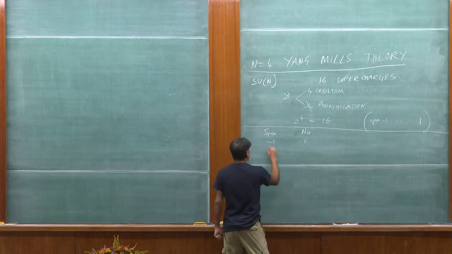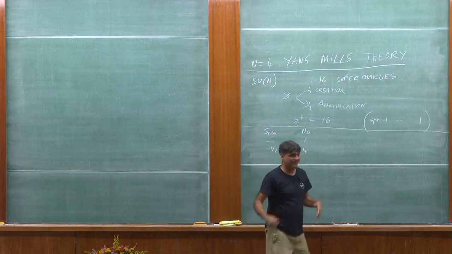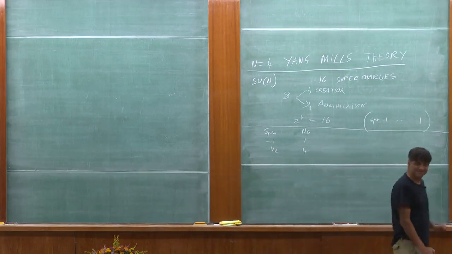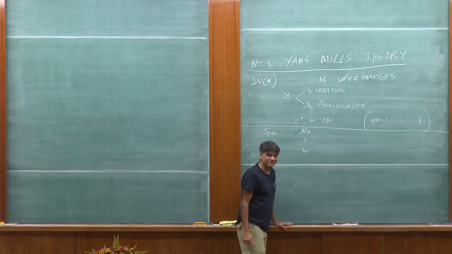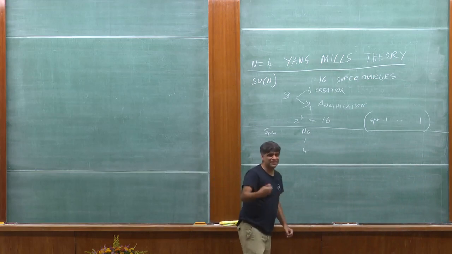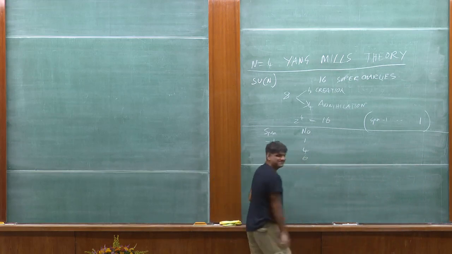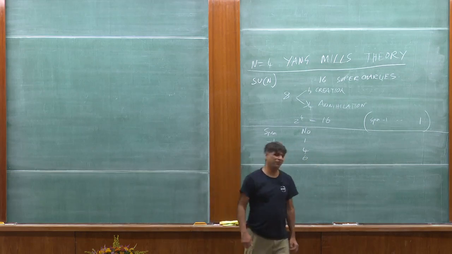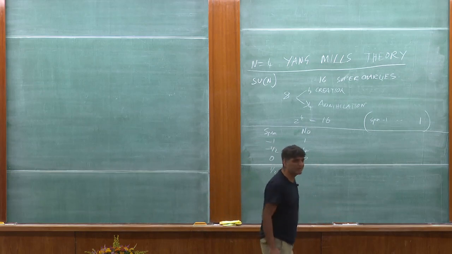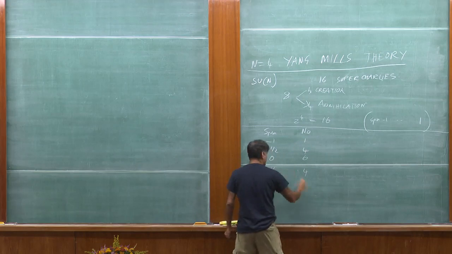Okay, then the states with spin minus half, that's 4, because you can act on the vacuum with 4 creation operators. The states with spin 0, that's 4 choose 2, because you can't act with the same thing twice because they're fermionic. So that's 6. Then the states with spin half is 4 again. It's 4 choose 3, which is the same as 4 choose 1. So that's 4. And the states with spin 1, that's 1.